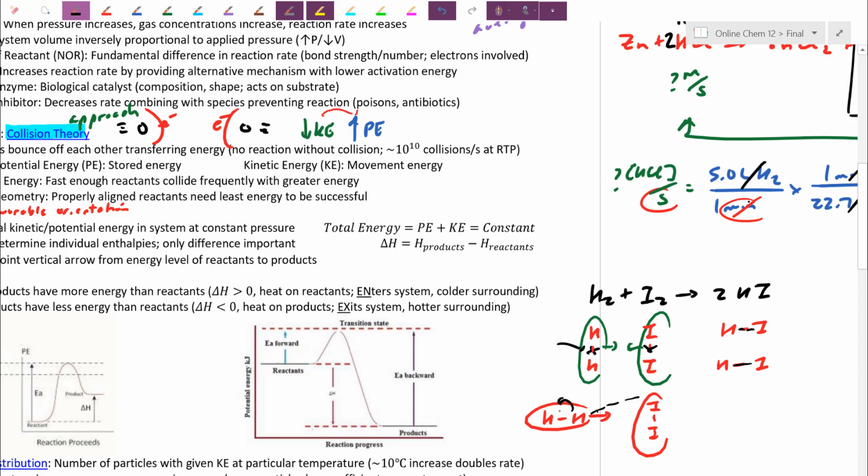I'm going to need some extra energy to twist this molecule. That added energy will require a little bit more activation energy. There's just a little bit more energy that you need to put in to break all those bonds to allow the bonds to actually form.